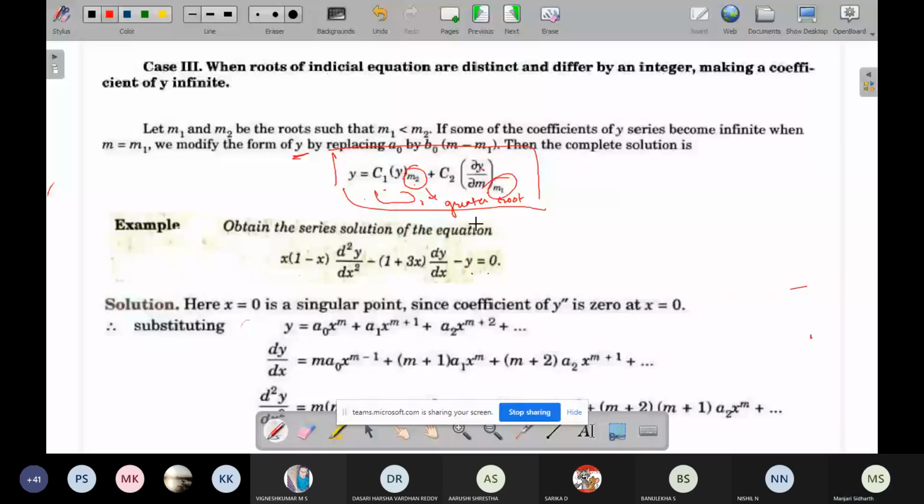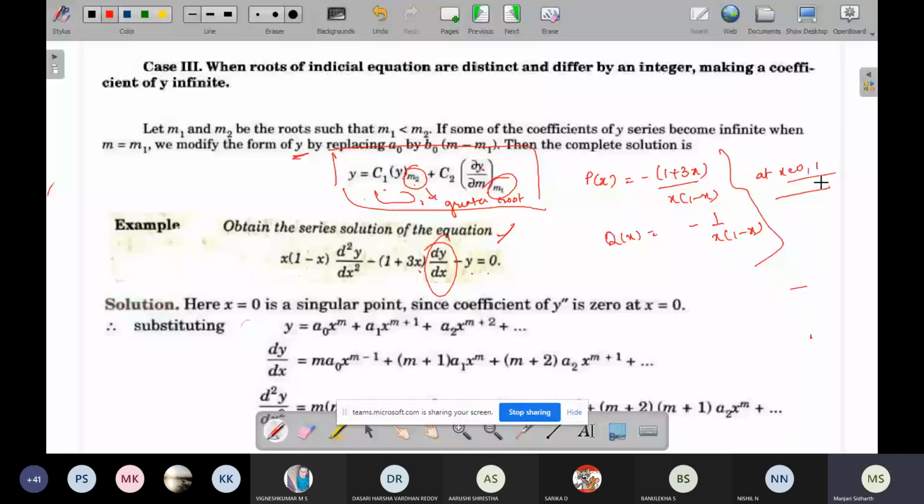Now obtain the series solution of this differential equation. Here Px is the coefficient of dy by dx, minus (1 plus 3x) divided by x into (1 minus x). Qx is minus 1 over x into (1 minus x). Now you can see that at x equals 0 and 1, both are not analytic, not even defined. That means x equals 0 and x equals 1 are the singular points.